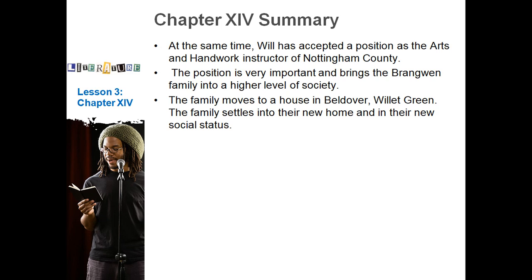Chapter 14 Summary. At the same time, Will has accepted a position as the Arts and Handwork Instructor of Nottingham County. The position is very important and brings the Brangwen family into a higher level of society. The family moves to a house in Beldover, Willey Green. The family settles into their new home and their new social status.